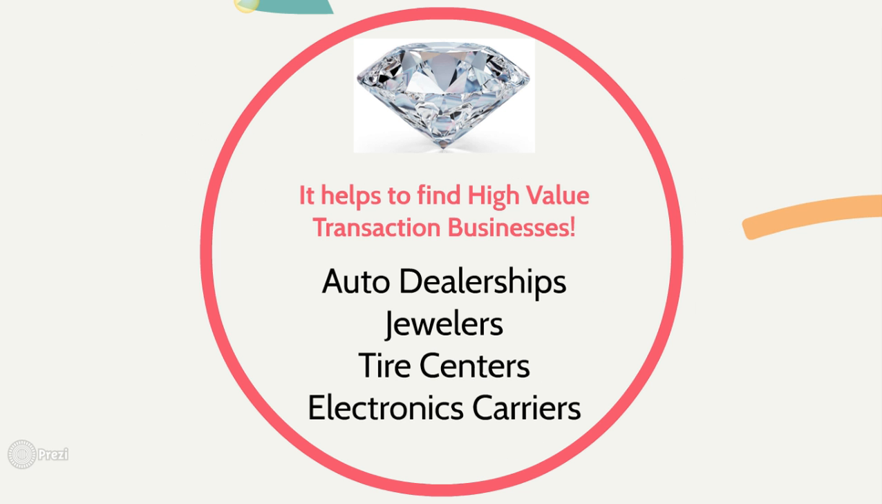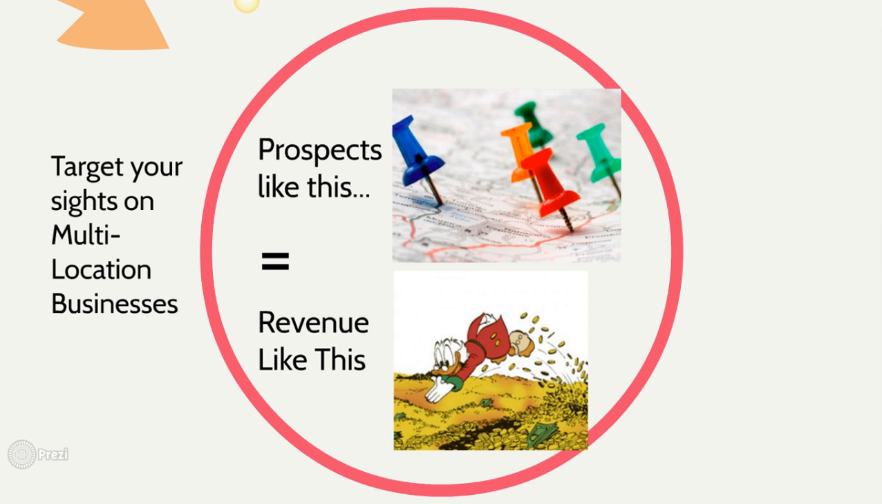It also helps to find high-value transaction businesses. These include auto dealerships, once again, jewelry centers, jewelry stores, jewelry chains. Those are fantastic. Tire centers and electronics carriers. You want to look for prospects like the image above with all of those tacks sticking in the map, and prospects like that are going to generate money like Scrooge McDuck. That's where you need to target your sights on, multi-location businesses.